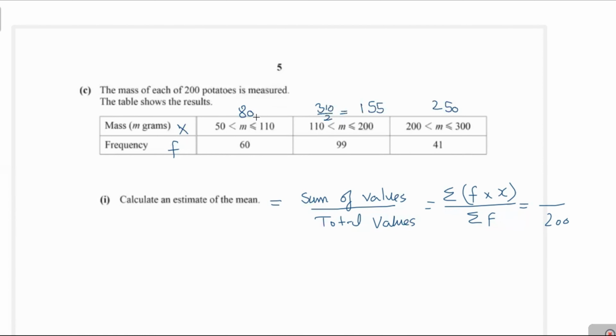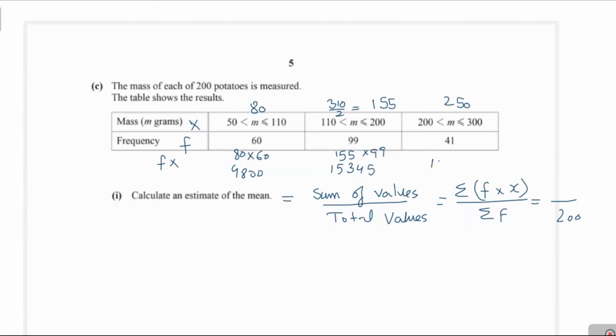Now we multiply 80 multiplied by 60. Now we get the answer is 4800. And 155 multiplied by 99, that's equal to 15,345. And same here is 250 multiplied by 41. Now that value will be equal to 10,250. These are the products of f into x.